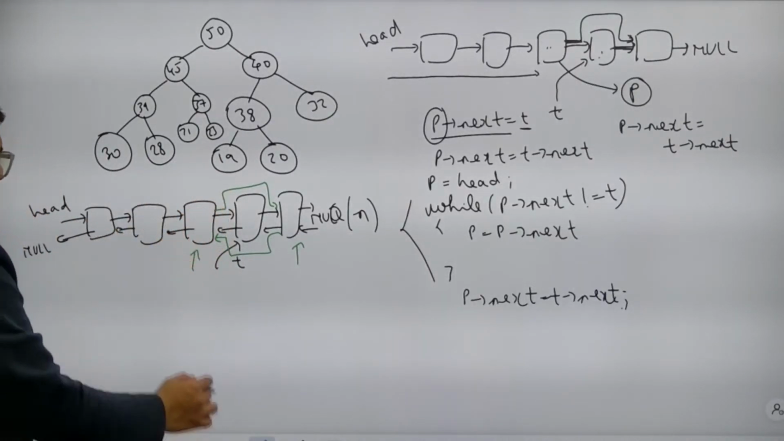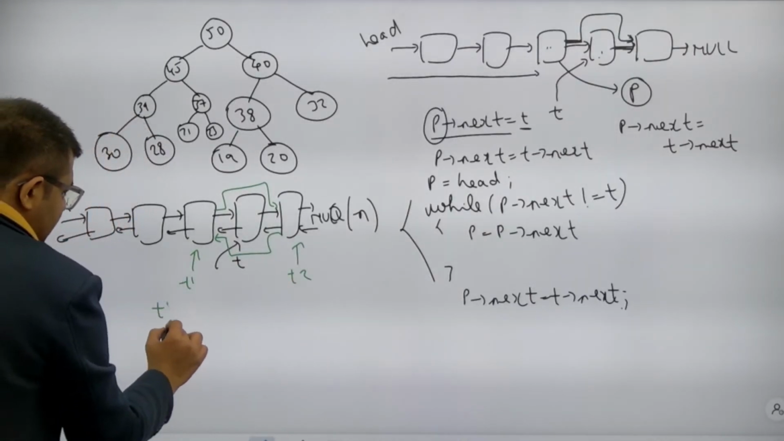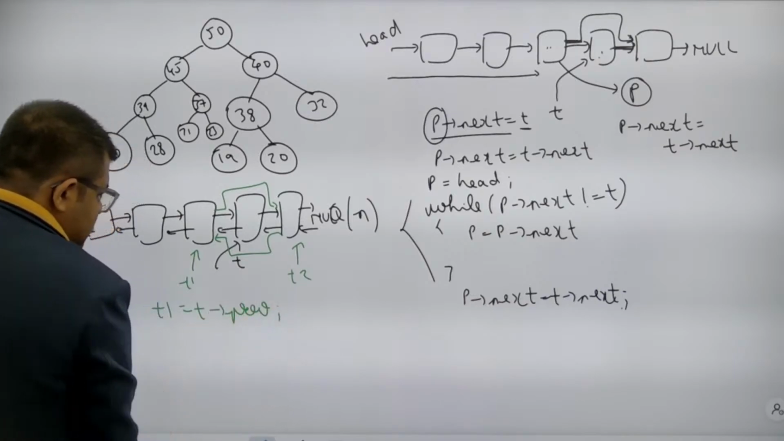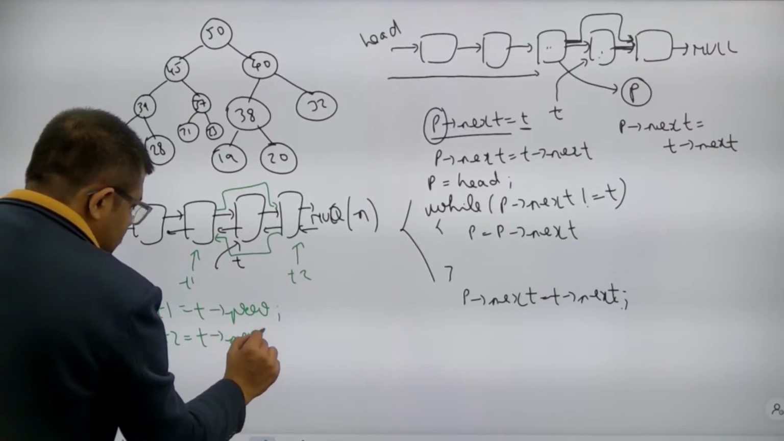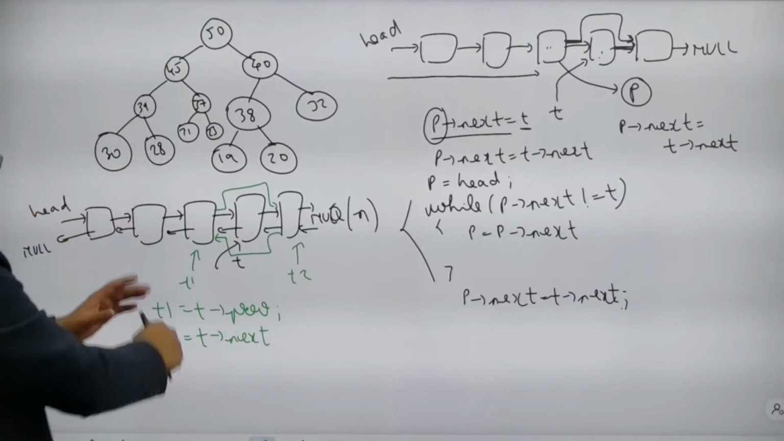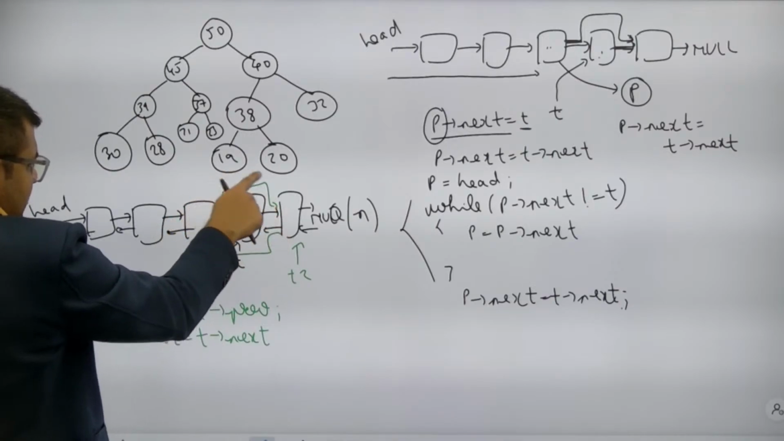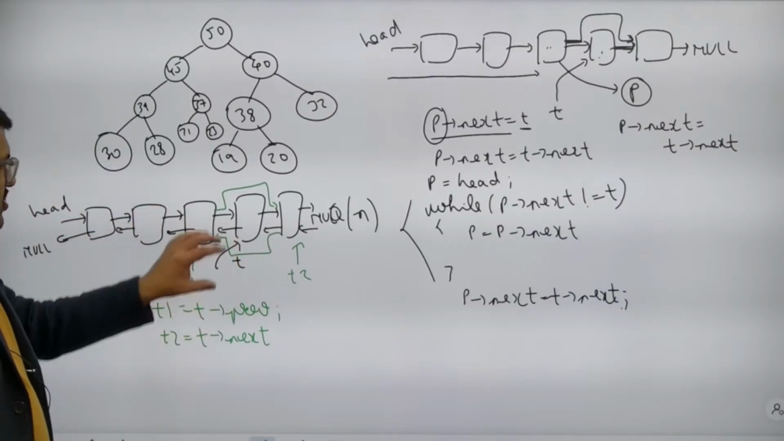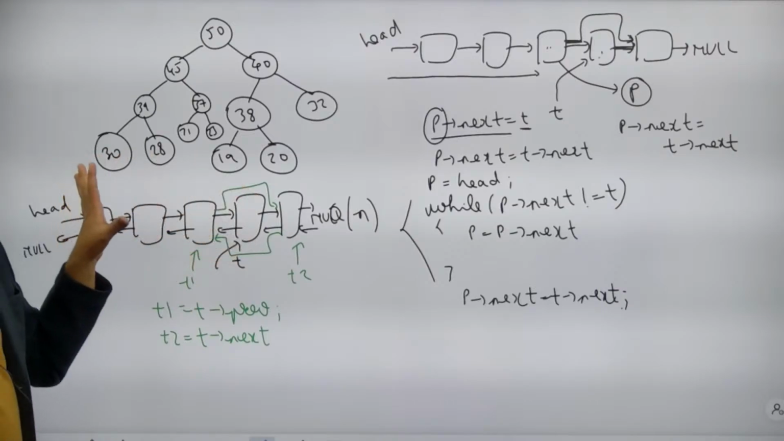No. Why? Because let's say this is T1 and let's say this is T2. I can directly say T1 equals T previous because this is a doubly linked list, and T2 equals T next. In one step only I will get it, right? And then I will make the next pointer of T1 point to T2, that is T1 next equals T2, and T2 previous equals T1. So this node will disappear and I can free the memory allocated to it.